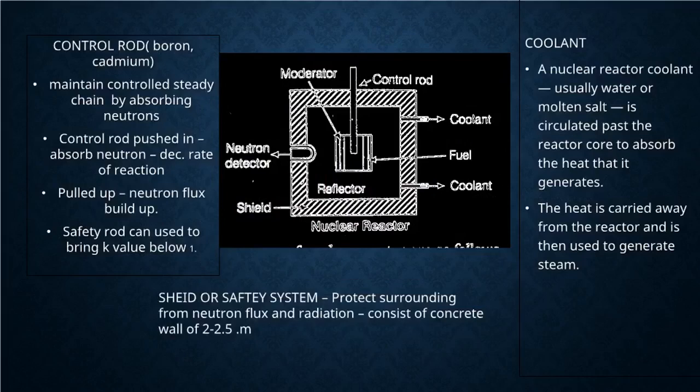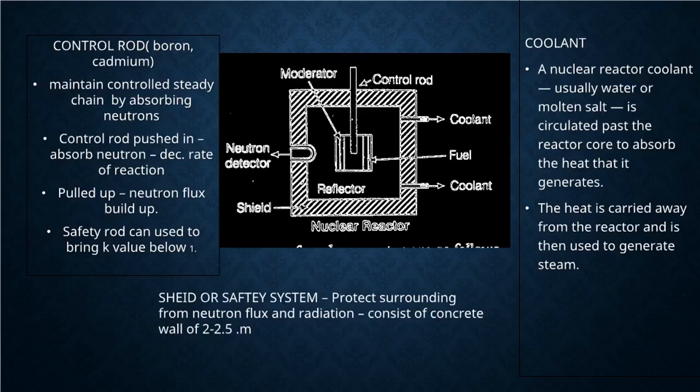The control rod must have properties like a large neutron absorption cross-section. As the rod is pushed into the core, neutrons are absorbed, cutting down the reactivity. Similarly, to increase the rate of reaction in the core, you need to pull up the rod so that fewer neutrons are absorbed and fission builds up. Usually cadmium or boron rods are used for this purpose.